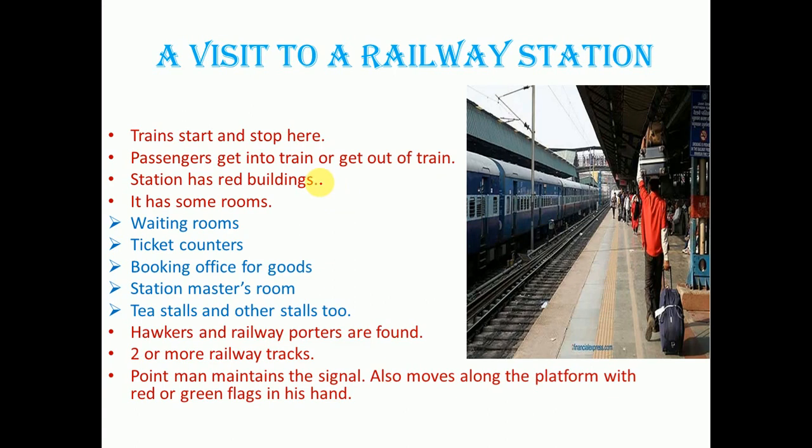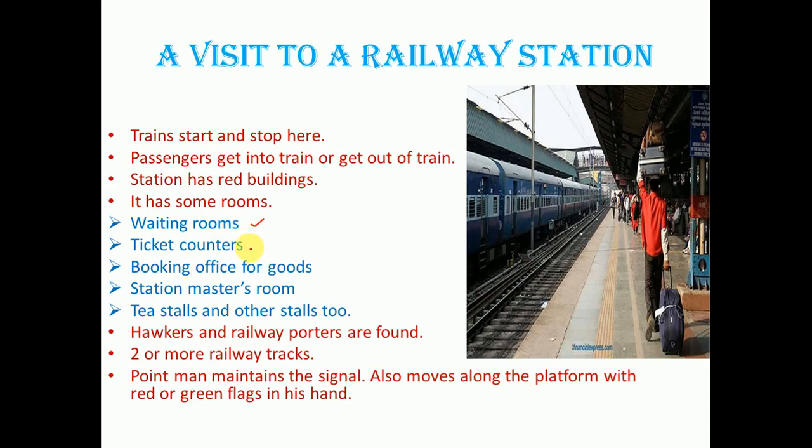Station has some red buildings also. Okay, and it has some rooms. You can see, like this side, there are some rooms also when you have visited the railway station. Now some of these rooms are waiting rooms. There are different waiting rooms for male as well as female, है ना. वेटिंग रूम्स में वो लोग बैठते हैं जिनकी ट्रेन आने वाली होती है. राइट, सो दे वेट in the waiting rooms.